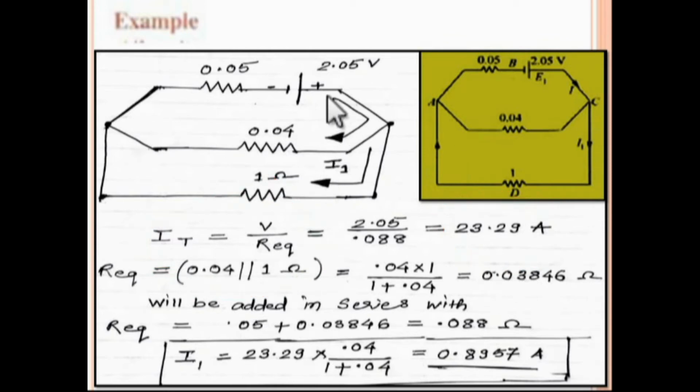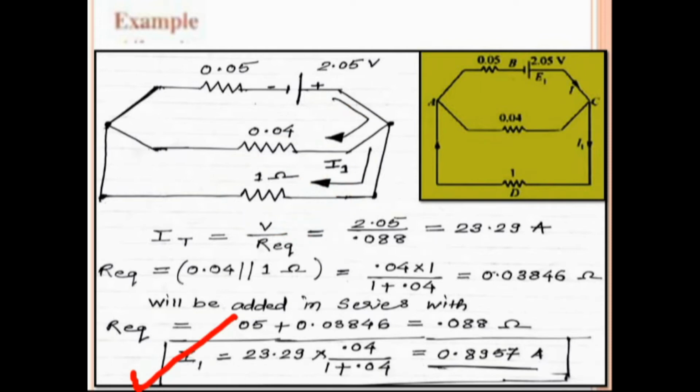Now this current will be divided from here, from this node. One current will pass through this resistance and another current I1 will pass through the 1 ohm resistance. So we have to find out the value of current I1 in this branch. In the 1 ohm branch you have to find, so you can apply the current division method.